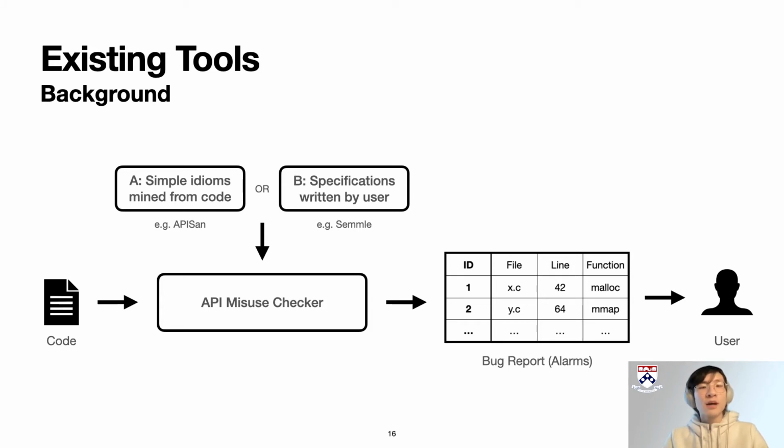That also implies that the effectiveness of these tools depends on the quality of the specifications written by the human. Meanwhile, although having lots of differences, these tools from both categories are used in the same following way. The mined idioms or user-written specifications are passed to an API misuse checker, and the checker then produces a bug report. The user needs to investigate the whole bug report and see if any of the alarms are real bugs. If the false positive rate is very high, this investigation process is very frustrating for the end user.